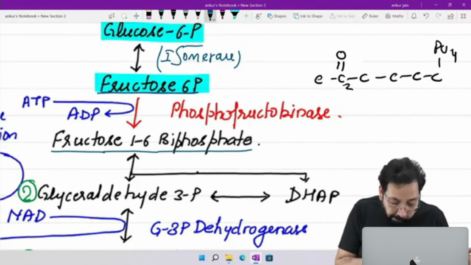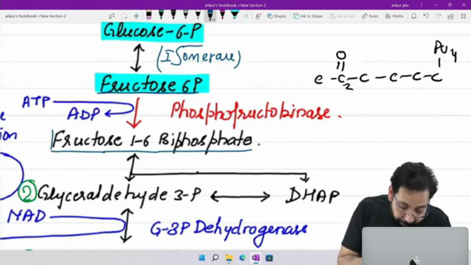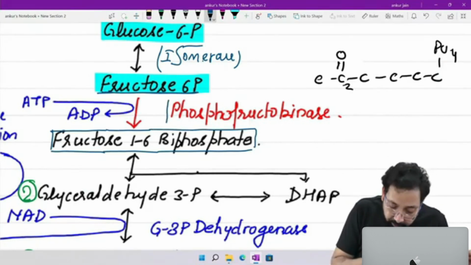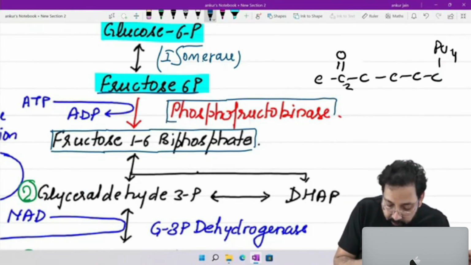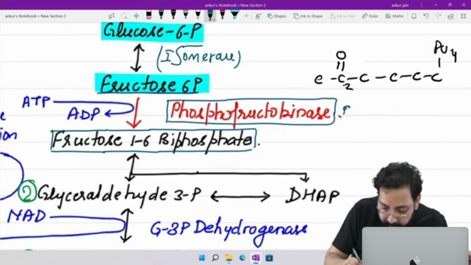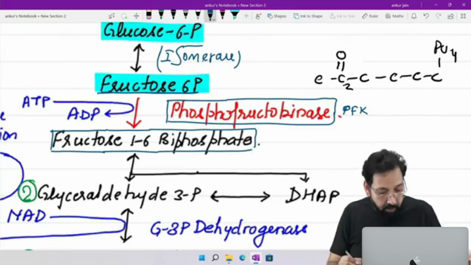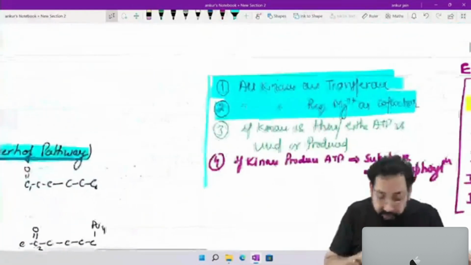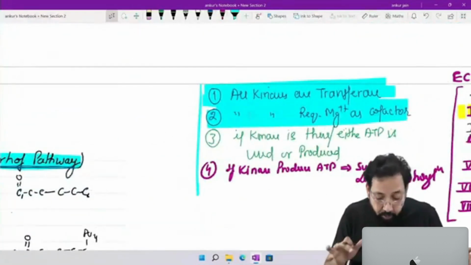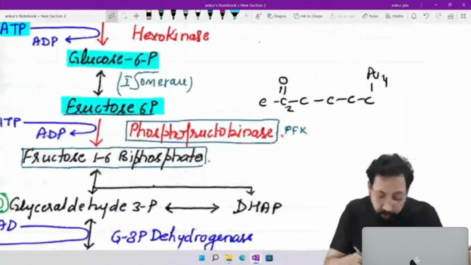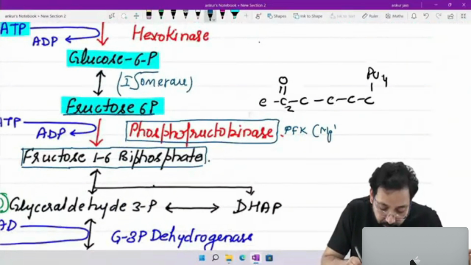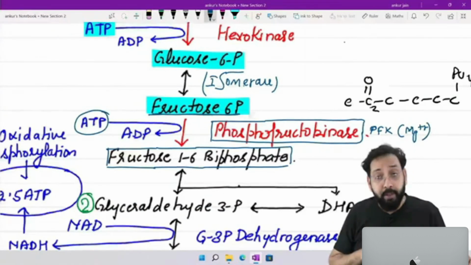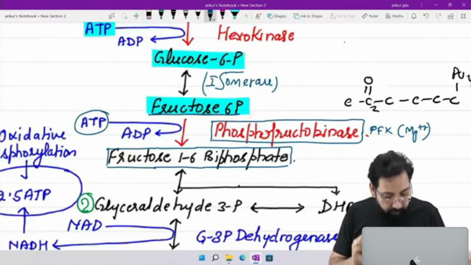Good, Usha. Fructose 6-phosphate is converted to fructose 1,6 biphosphate by phosphofructokinase. Okay, all kinases are transferase. So phosphofructokinase is transferase, requires magnesium as cofactor. Either ATP is used or produced. In this, ATP is used. So phosphofructokinase, again magnesium is cofactor and ATP is used. Clear? And fructose 1,6 biphosphate is produced.